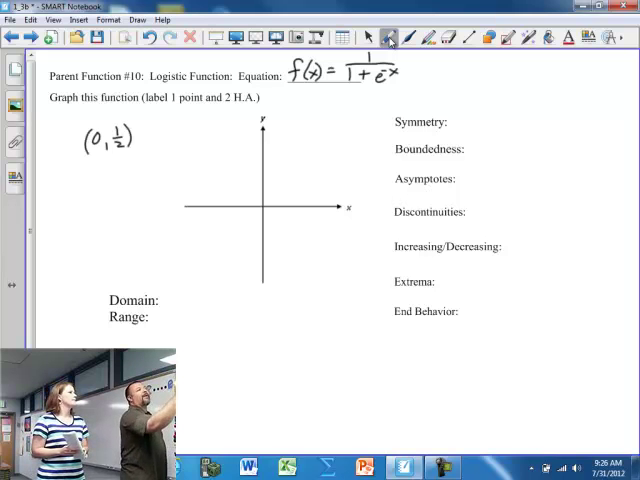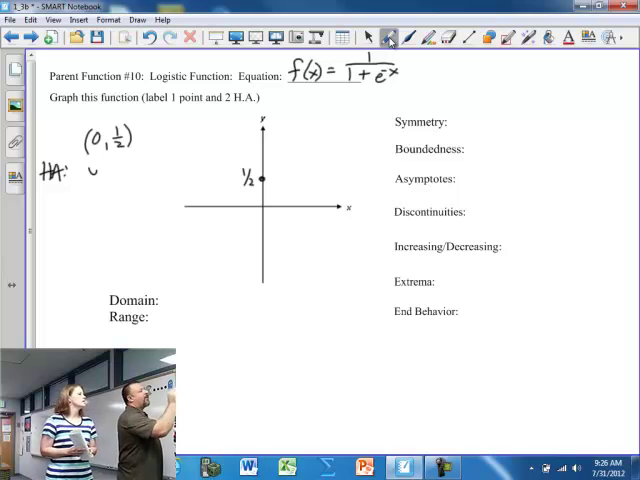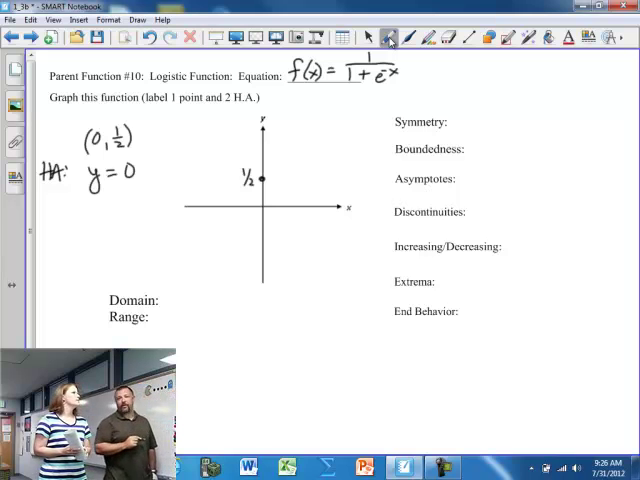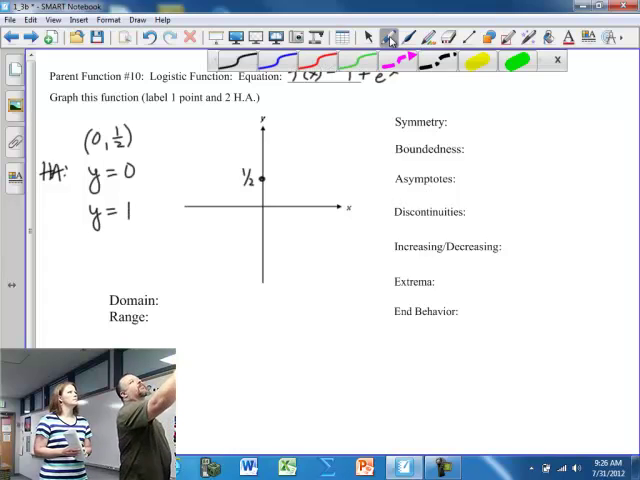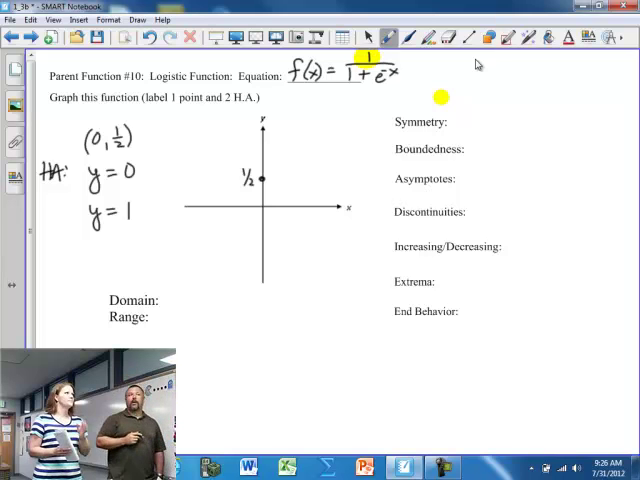Okay. It's actually going to be our y-intercept. As we transform this function later in the year, that point actually will change. But for now, it's going to stay there. We also have two horizontal asymptotes. The first one is going to be at y equals 0, which will not change with our other logistic functions. Correct. And the other one's going to be y equals 1, which is really just going to correspond to this numerator up here of our function.